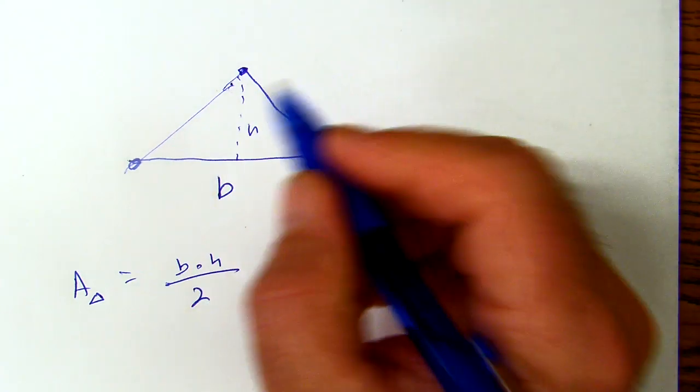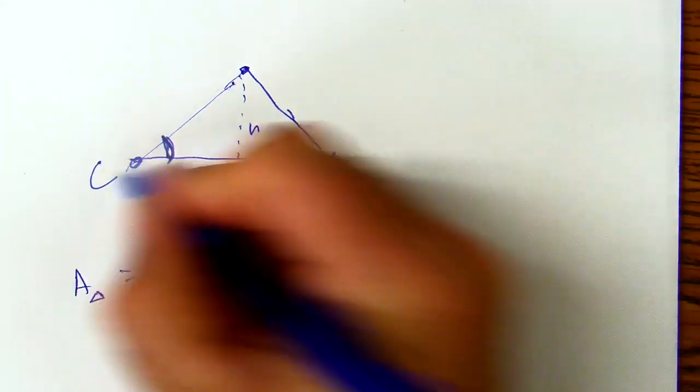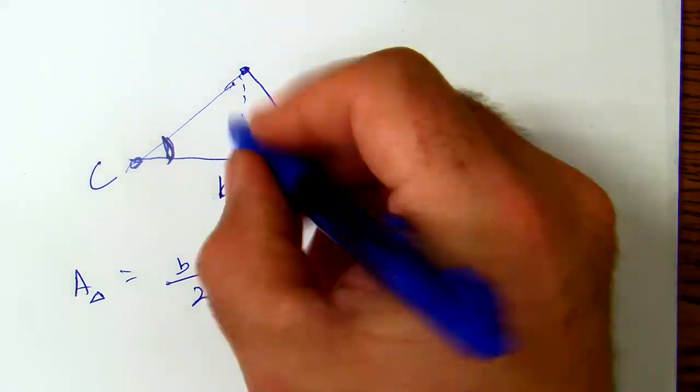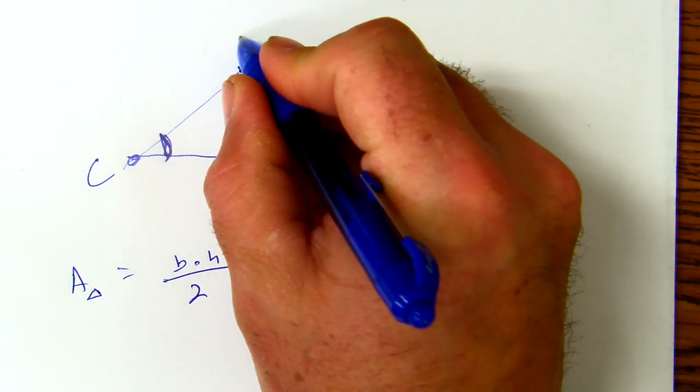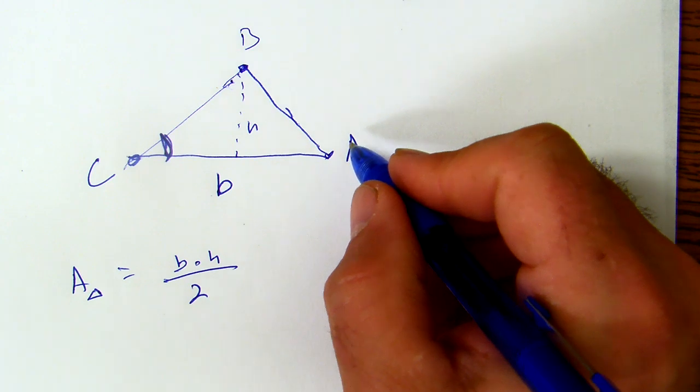Let's say I have an angle here. I'll call this one angle C, I guess. And if that's B for base, I'll just maybe call this angle B and this angle A. Not that I really have to, but okay.